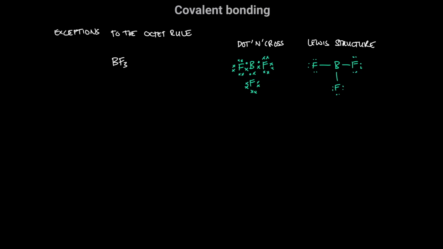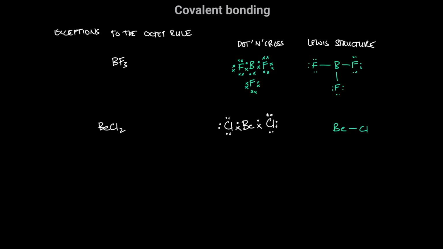Another example that we have is BeCl2, beryllium chloride. Beryllium is in group 2, so it has 2 valence electrons, and it's making a single bond with each of the chlorine atoms. Here we have the dot and cross diagram for beryllium chloride, showing the valence electrons. The Lewis structure for beryllium chloride simply looks like this.